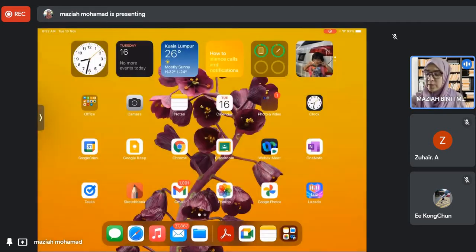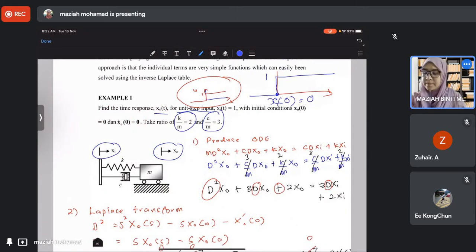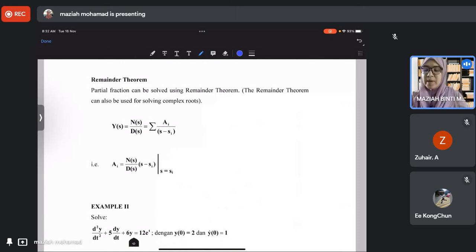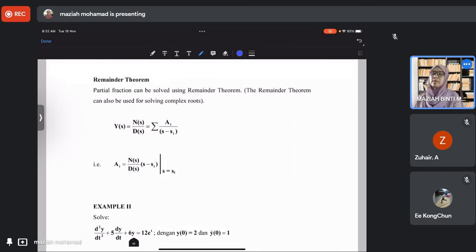Okay, so remainder theorem. This is the remainder theorem. In order to solve using the remainder theorem, the Laplace form equation will be separated into numerator and denominator. N is the numerator, D is the denominator, and that is equal to the summation of partial fractions, which we already transformed just now.